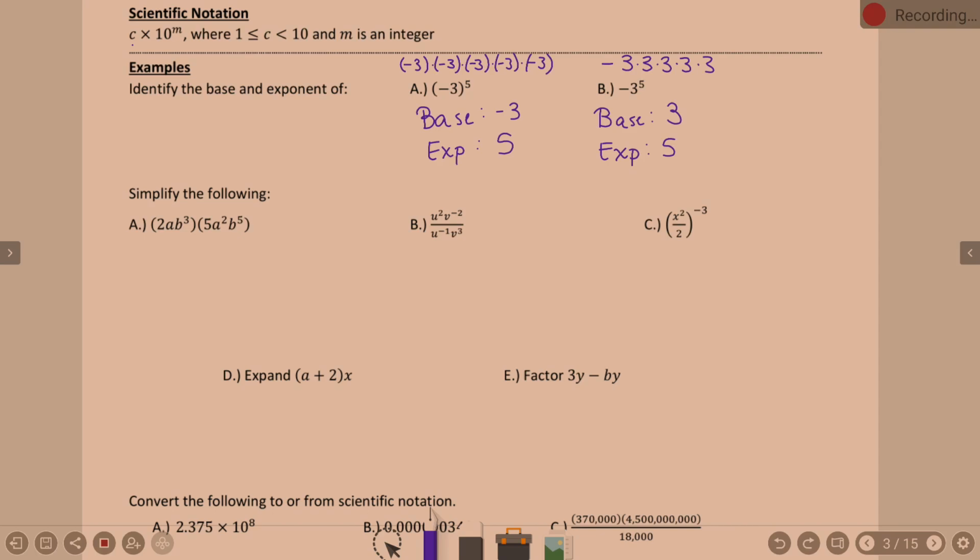Example A here. 2a b to the 3rd times 5a to the 2nd b to the 5th. I'm jumping right in. Nothing easy. What does that multiply out to be? A big long thing. Not that bad. 10a to the 3rd, b to the 8th.